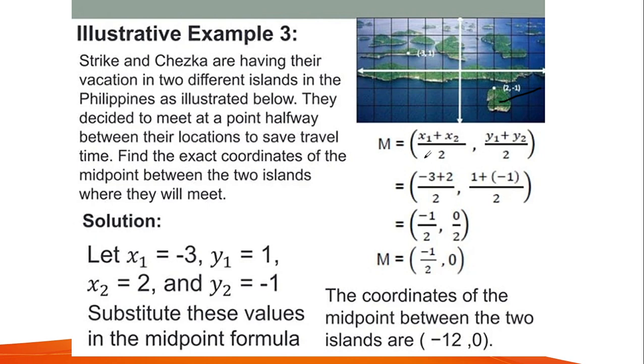So, we have here our x sub 1 is negative 3, our x sub 2 is 2, our y sub 1 is 1, and our y sub 2 is negative 1. Divided by 2, divided by 2. So, negative 3 plus 2, that is negative 1 divided by 2, that is negative 1 over 2. 1 plus negative 1, that's 0 over 2. And our midpoint is negative 1 half and 0.